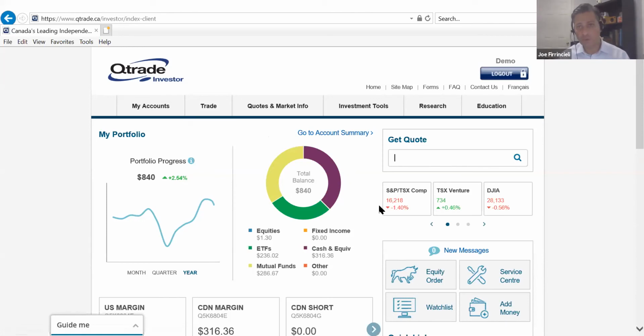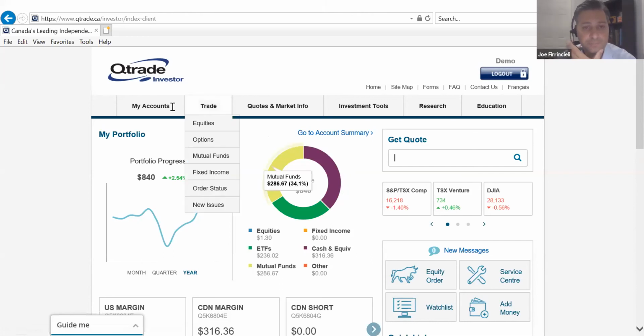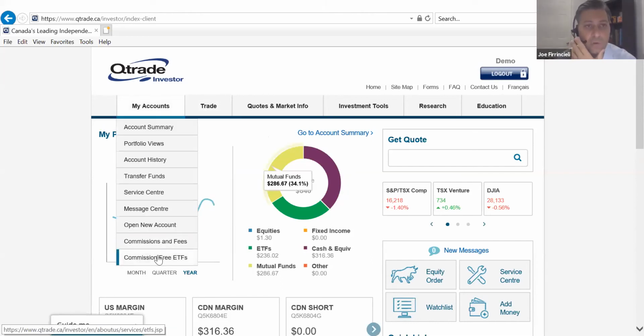So you'll have a number of drop-down menus. You can see here: my accounts, trading options, quotes, market info, investment tools, research, and education. If you click on my accounts, for example, you'll have a whole opportunity to drill down and dig a little deeper.